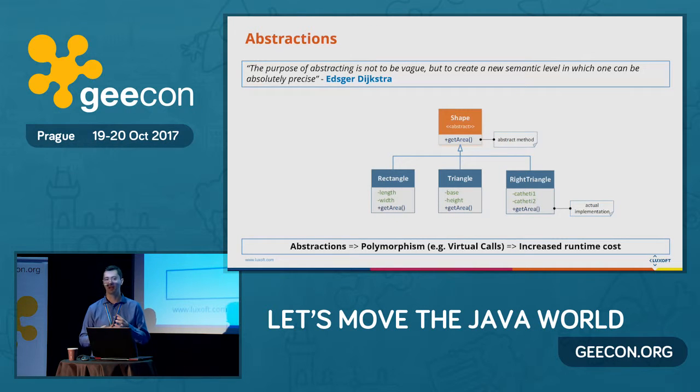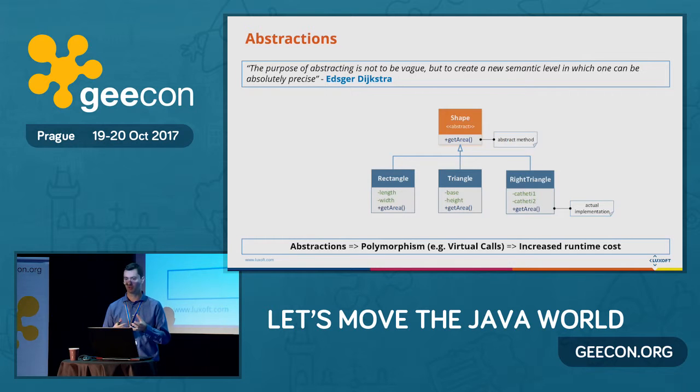Abstractions is another one, which says basically that the idea with abstraction is not to create another semantic layer which is more general, but on the opposite, to be more precise.